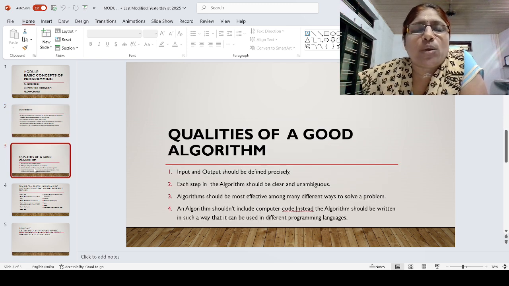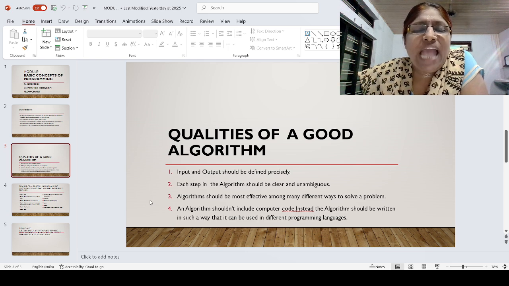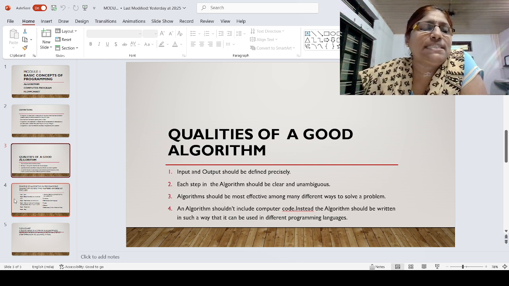Qualities of a good algorithm. What are the qualities of a good algorithm? Input and output should be defined precisely. Each step in the algorithm should be clear and unambiguous. Third, the algorithm should be most effective among many different ways to solve a problem. Fourth, an algorithm shouldn't include computer code. Instead, it should be written in such a way that it can be used in different programming languages.